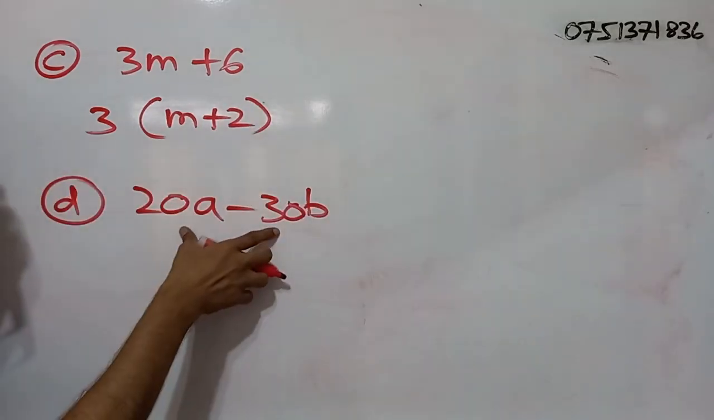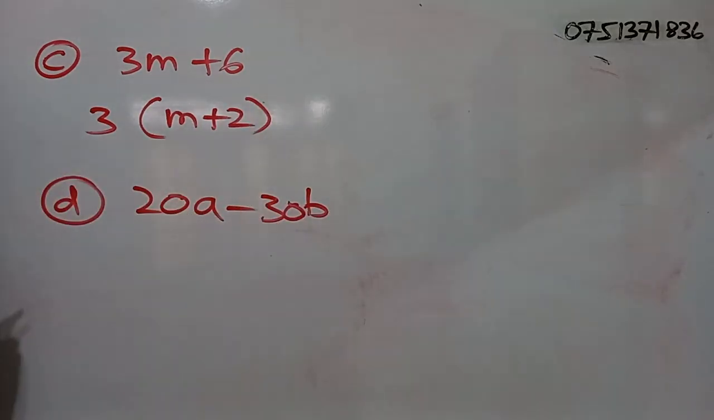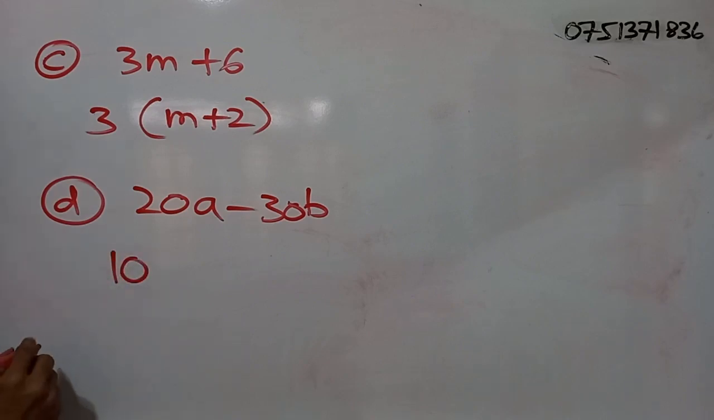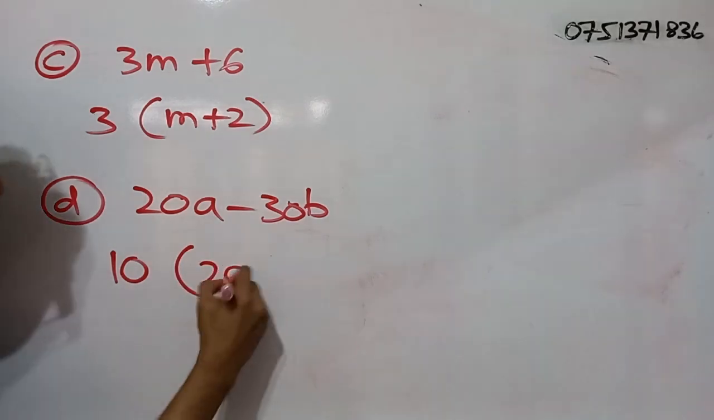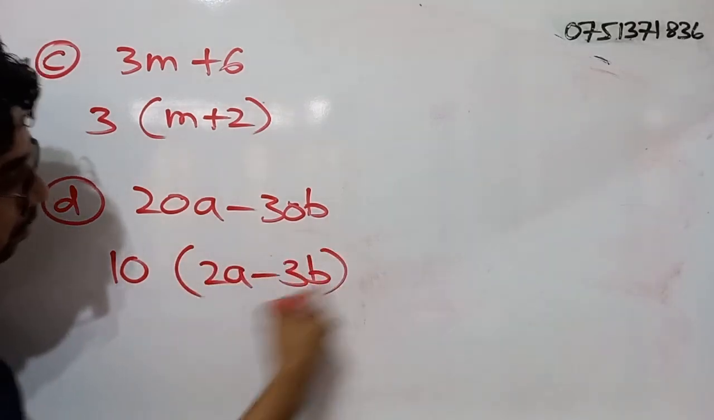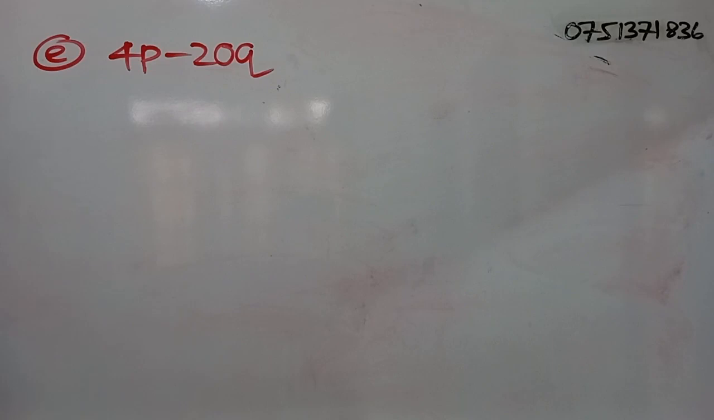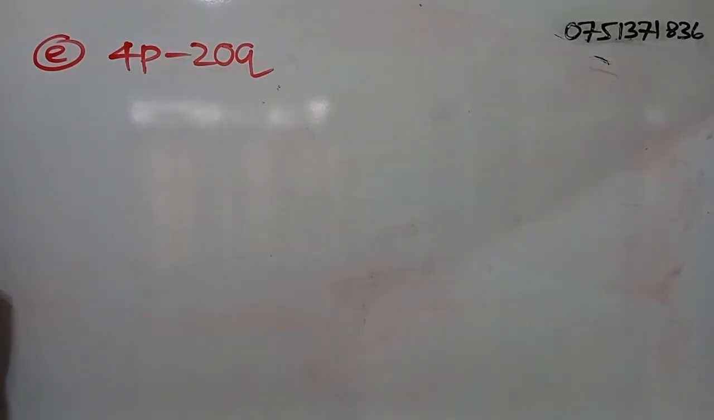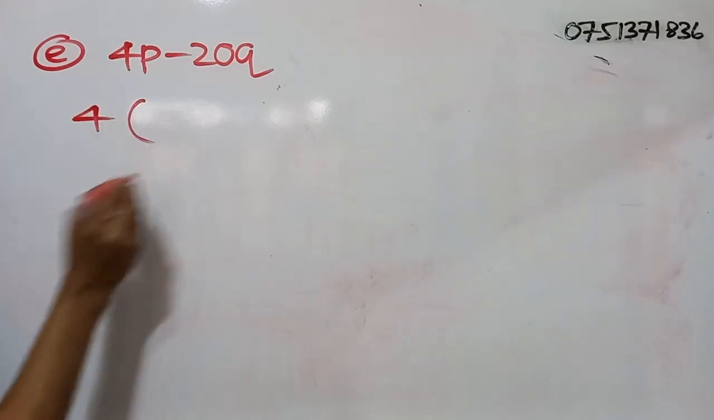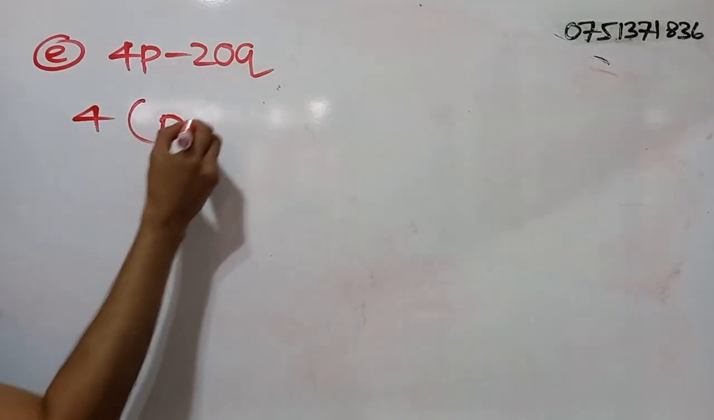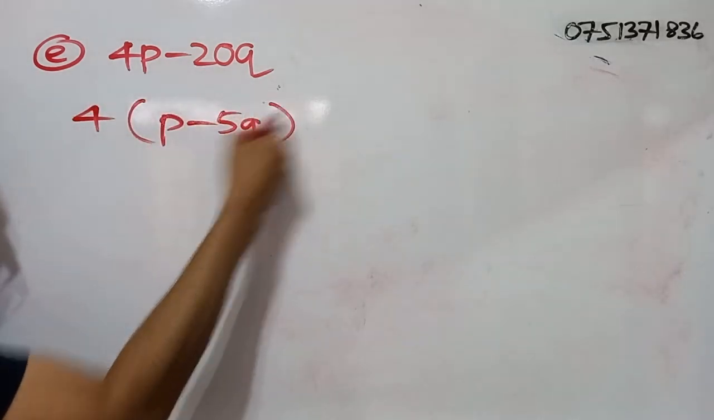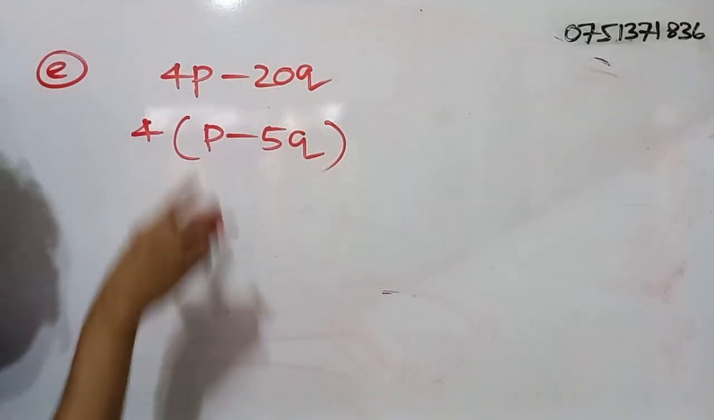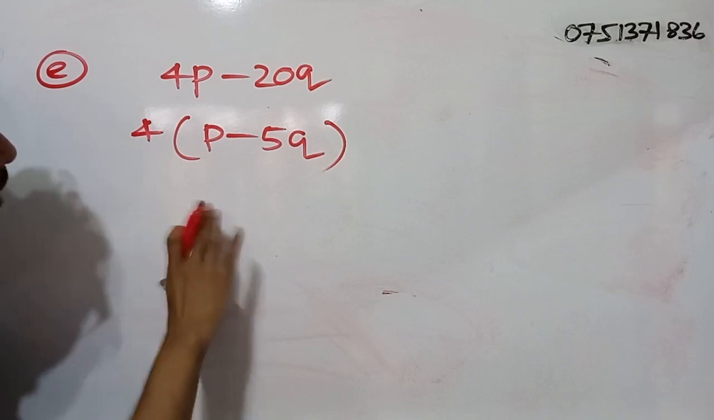Simple D. So when we consider these two terms, what is the common factor? We can take 10. So what goes inside the bracket? 2a minus 3b. Right, simple E. So when we consider these two terms, what's the common factor? 4. So what goes inside the brackets? P minus 5q. Okay, so since this expression has a negative term, we will discuss this a bit further.